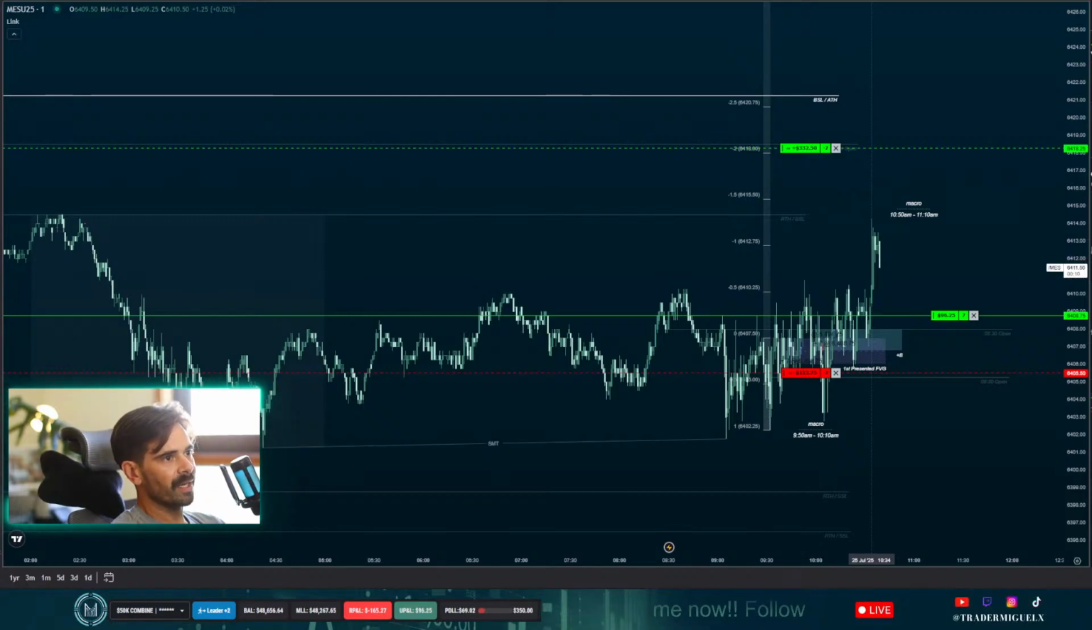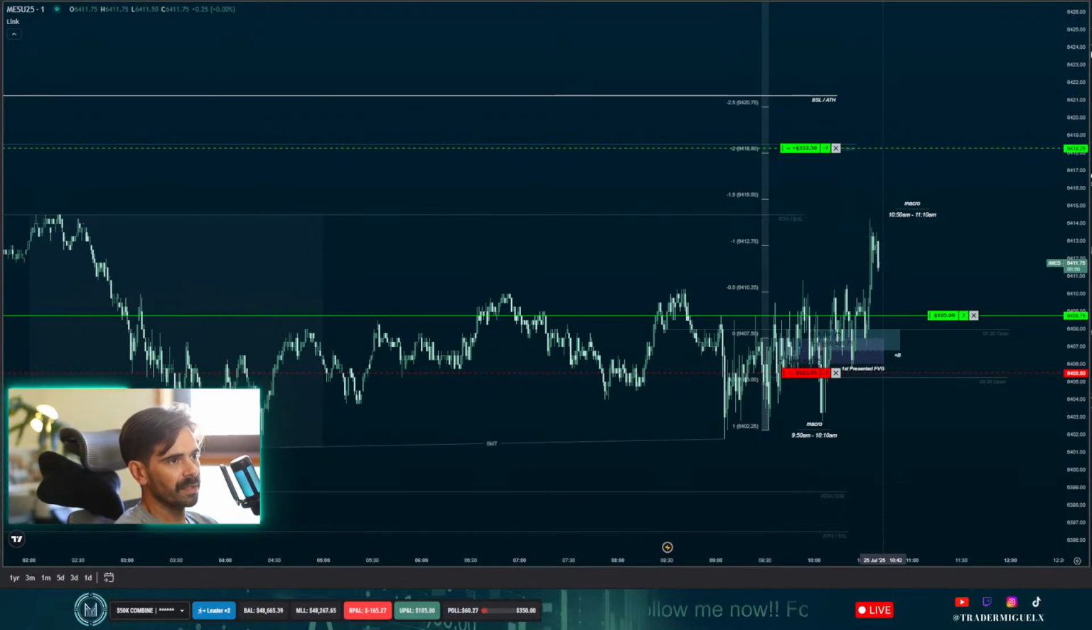But honestly, I'm not liking how NQ is delivering price, consolidating for a while, accumulating for a while, leaving some relative equal lows below. I don't know. Let's see.